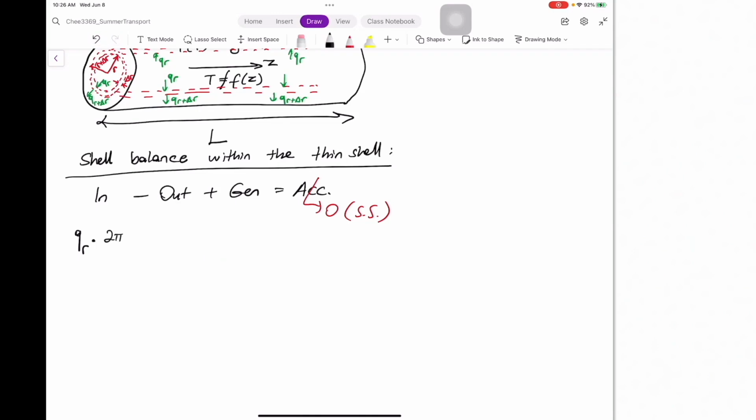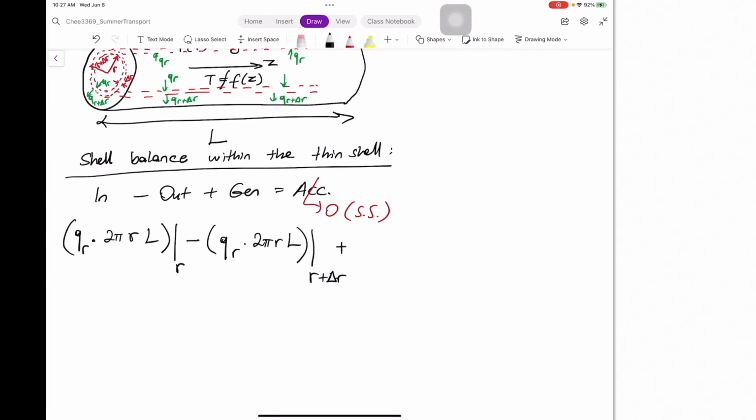So it's 2 pi r. This is lowercase r because it's the radius of my shell, times L. But you calculate this at r is equal to r. Minus the out term is still q_r times 2 pi r L. It's not r actually, it's r plus delta r, but I'm going to take it into account here. I'm going to evaluate it at r is equal to r plus delta r. If you have any question, ask it now, because I know it might sound a little complicated. Please let me know if you need any clarification with this.